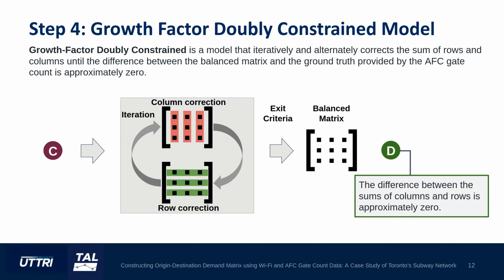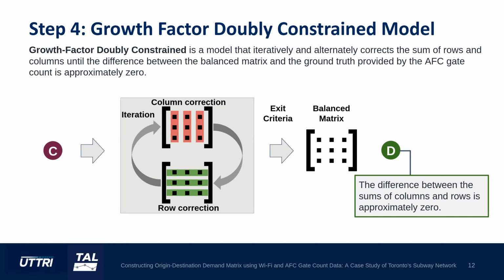Once we get the initial matrix, we are ready for the matrix balancing step. In the literature, there are several methods, generally using impedance functions. As the initial matrix maintains the proportions of the trips from each origin, we look for a method to balance rows and columns simultaneously. We chose the growth factor doubly constrained algorithm for matrix balancing, because it has a simple approach and fast convergence. The method calculates a vector of factors for rows and columns in each iteration until the sums approach the values obtained by the AFC gate count.